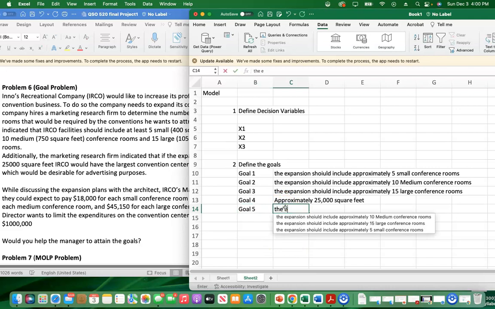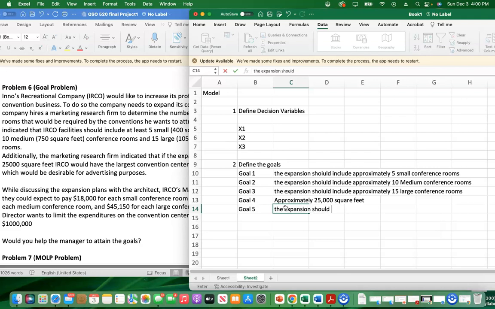So you can say the expansion should cost approximately $1 million, meaning that the company can spend $1 million, or it can spend a little bit more than $1 million, or a little bit less than $1 million.